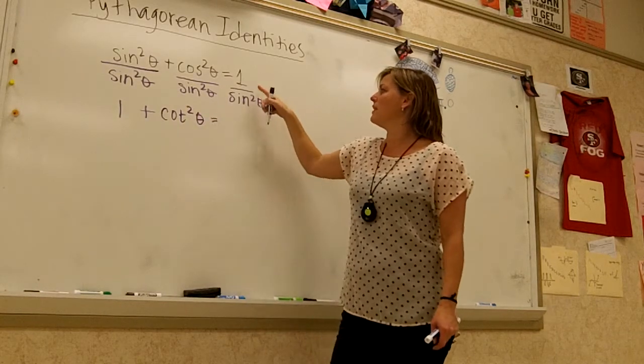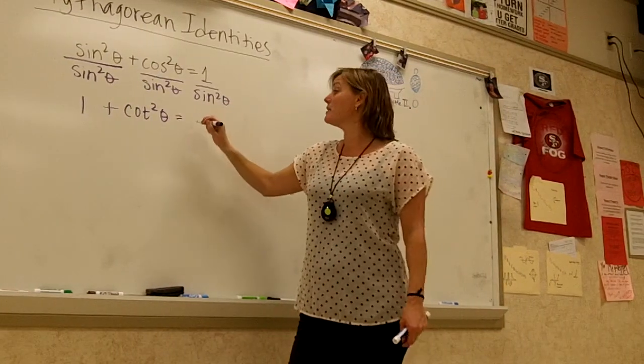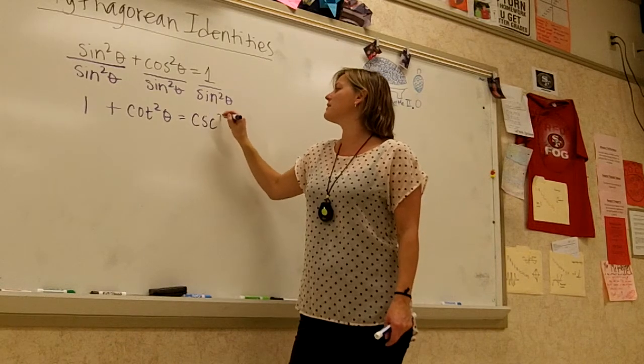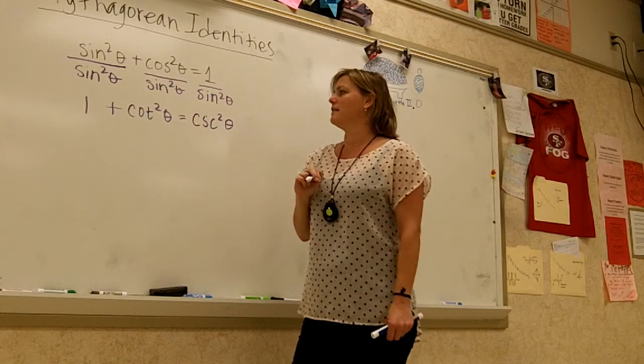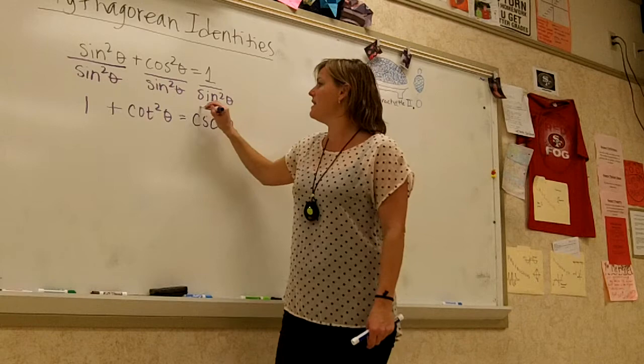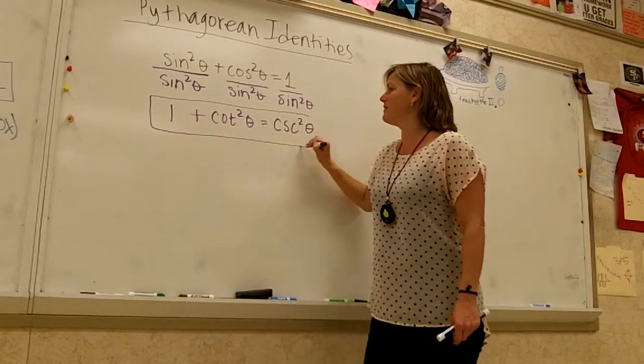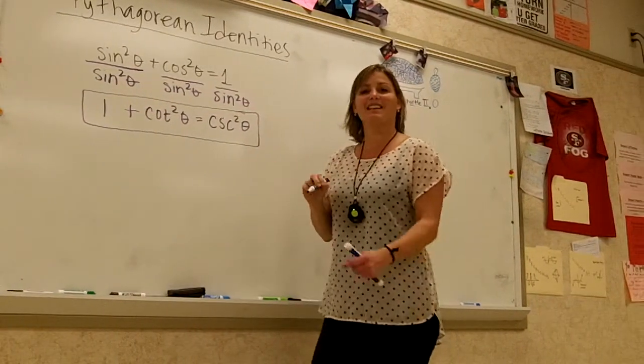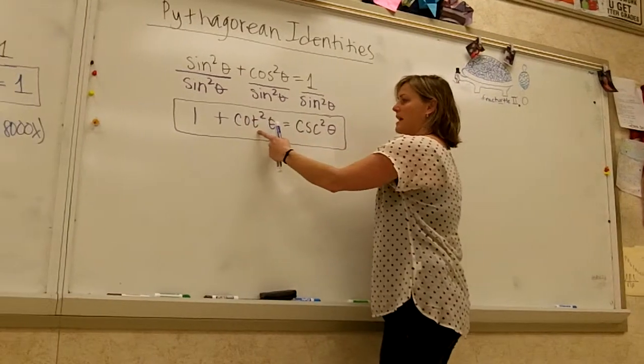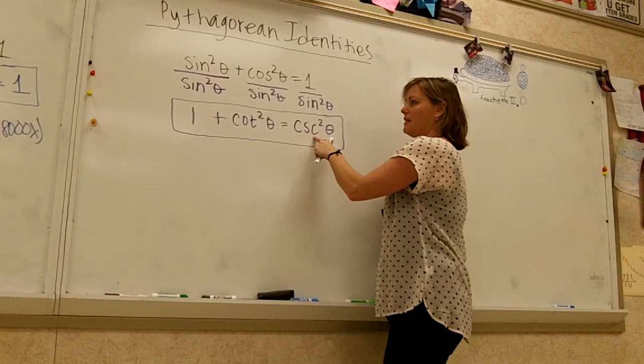is equal to 1 over sine, that's cosecant, so that's cosecant squared theta. So here's another Pythagorean identity that we can use. Look at that: 1 plus cotangent squared equals cosecant squared.